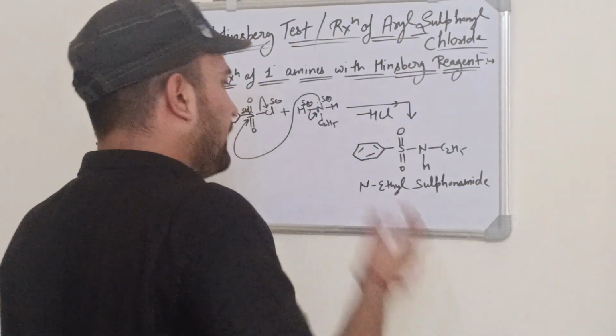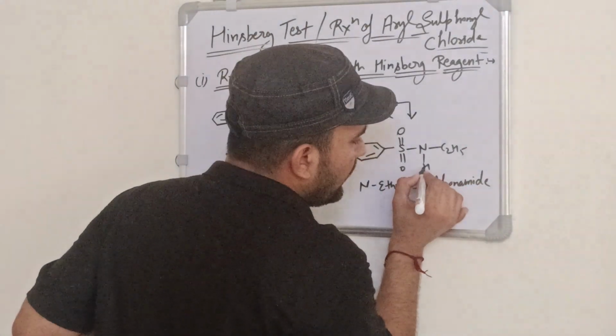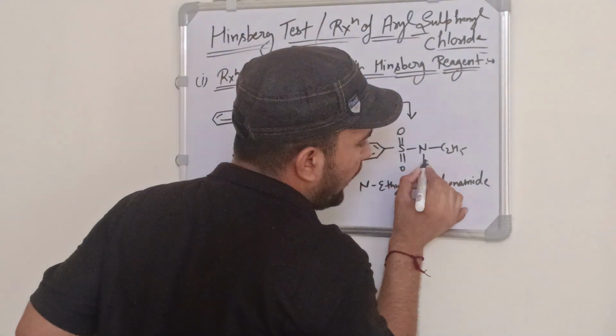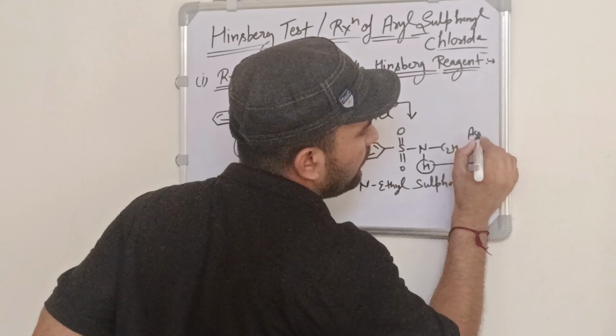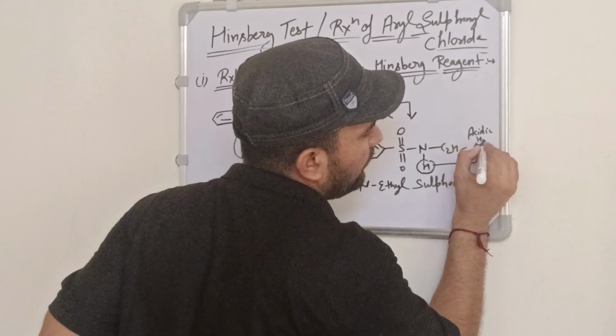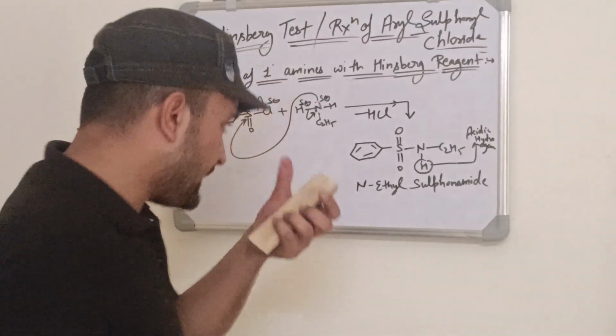Okay, now you see here in this case, this is the acidic hydrogen. Why is it acidic hydrogen?